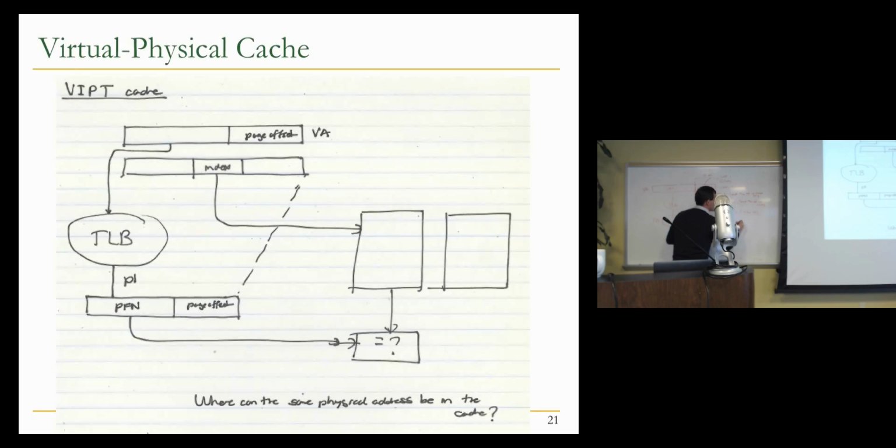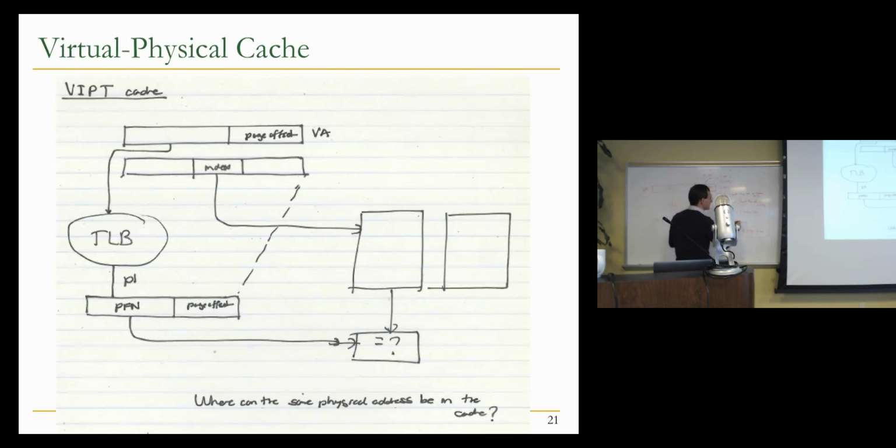Meaning you can have 2 to the 6 sets. That's a small cache. But you can still have a large cache by increasing the associativity, right? Does that make sense? Basically, if you use this solution, your cache size is limited to associativity times page size. If you ensure that the index bits only come from the page offset, your cache size is this, at most. Does that make sense? Do you see how I got this?